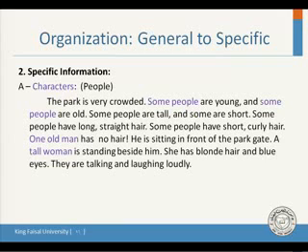Okay, look at this paragraph. The park is very crowded with people. There are many people at the park. Some people are young and some people are old. Some people are tall and some are short. So you can see here, Francisco is describing the people. Some people have short hair. One old man has no hair. A tall woman is standing beside him. All these sentences in this paragraph are about the people in the place that you are in.